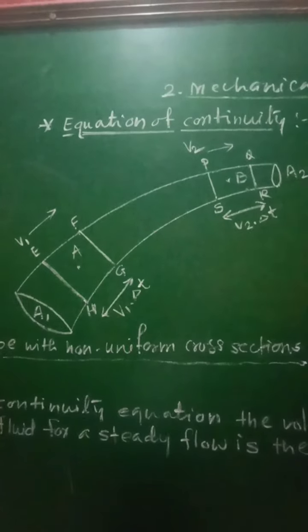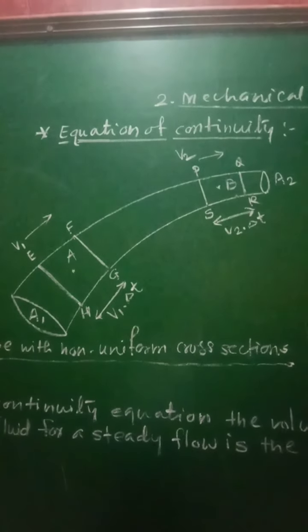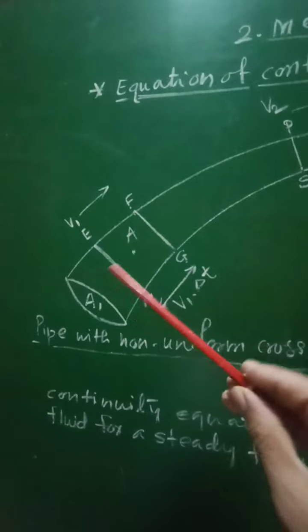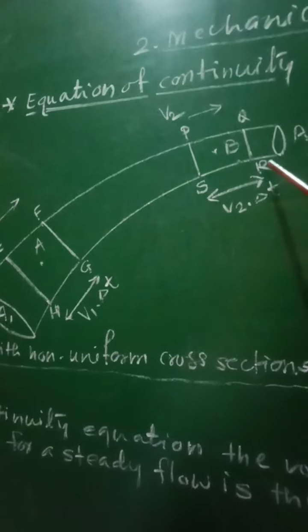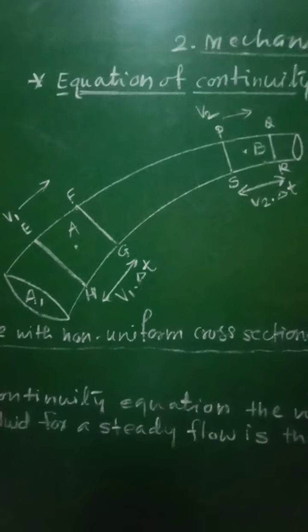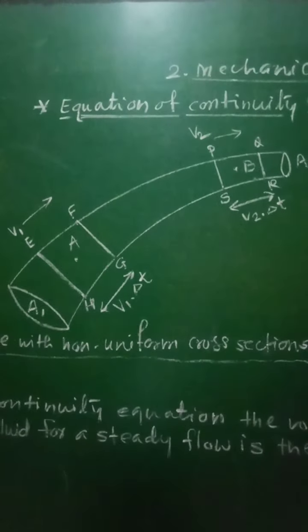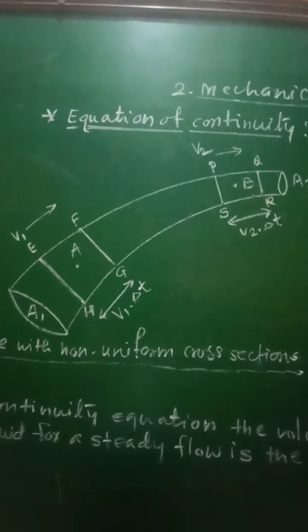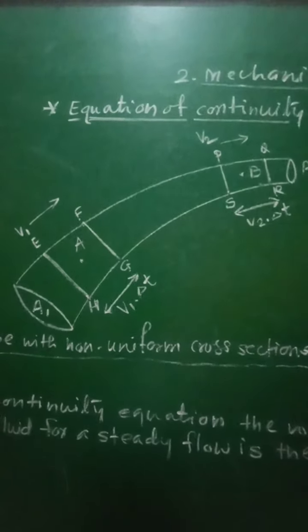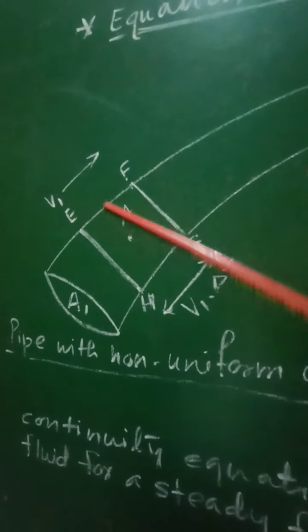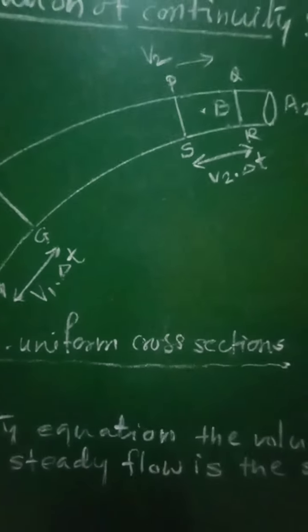And therefore, consider two cross-sectional areas A1 and A2. There are two cross-sectional areas A1 and A2 of this tube such that A1 is greater than A2. Then let v1 and v2 be the velocities of the fluid at sections A1 and A2. So at A1 and A2, the velocities of the fluid will be equal to v1 and v2 respectively.